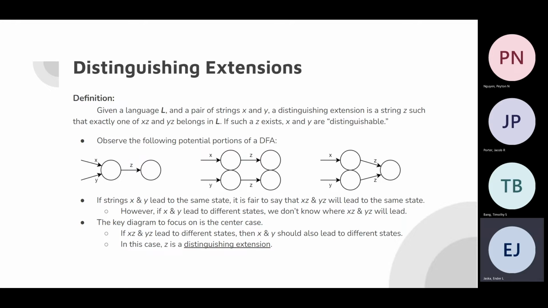So the key diagram we're focusing on here is the center case. If xz and yz lead to different states, then x and y should also lead to different states. In this case, z is a distinguishing extension, and x and y are then distinguishable.